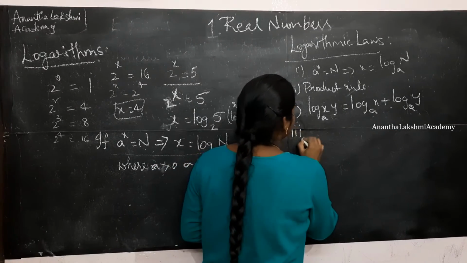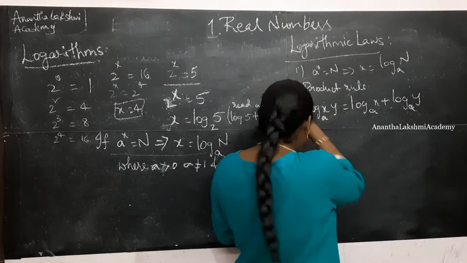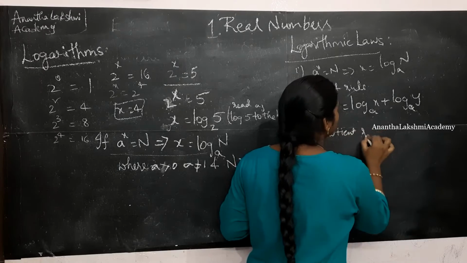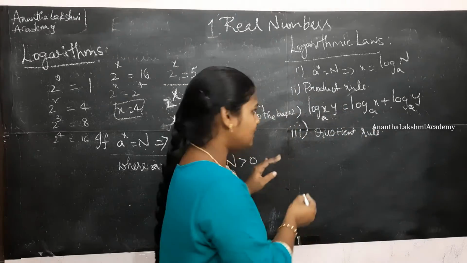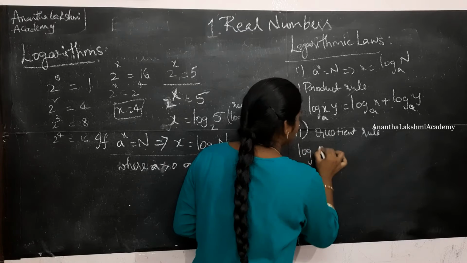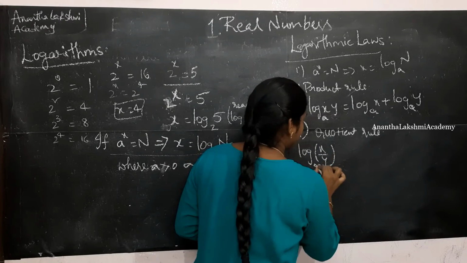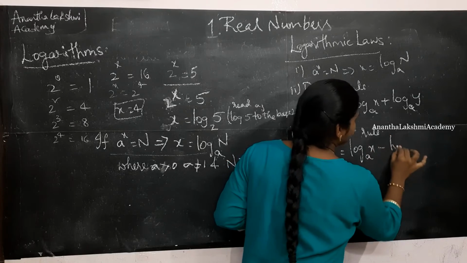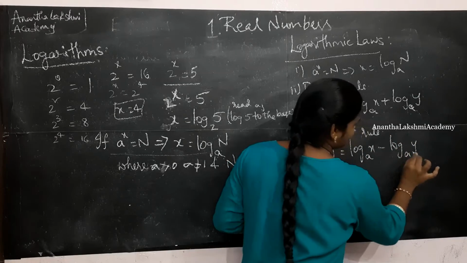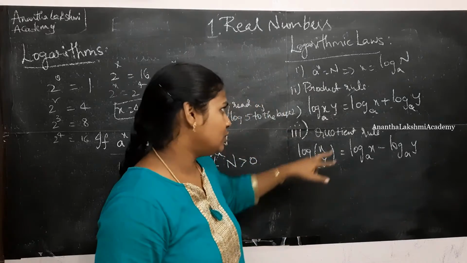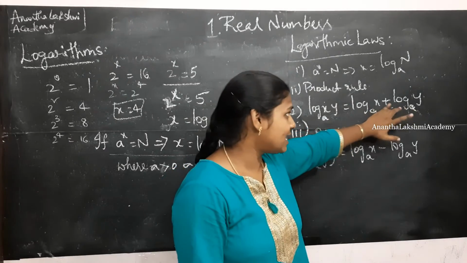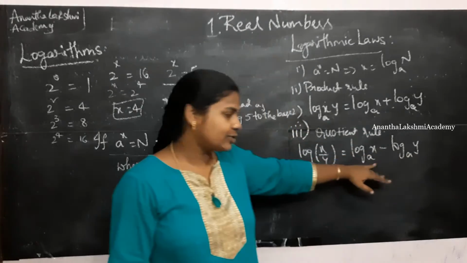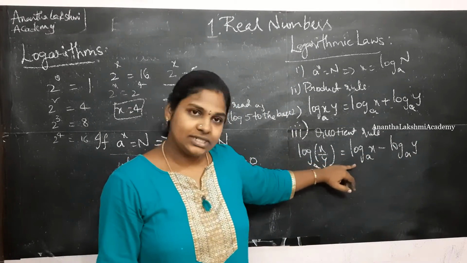Next, the third one, which is the quotient rule. What is it? When does the quotient occur? When we do some division, right? So log x by y to the base a is equal to log x to the base a minus log y to the base a. This is the quotient rule. Earlier we had a plus sign. When it is a plus sign, this is going to be the product. When you have a minus sign, this is going to be the division.